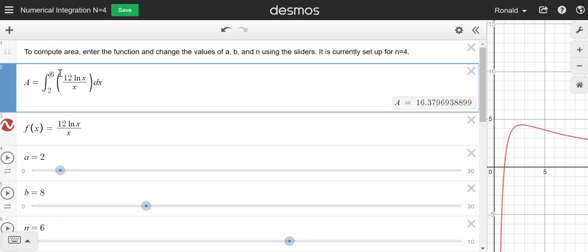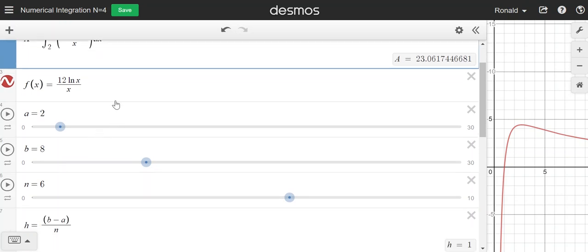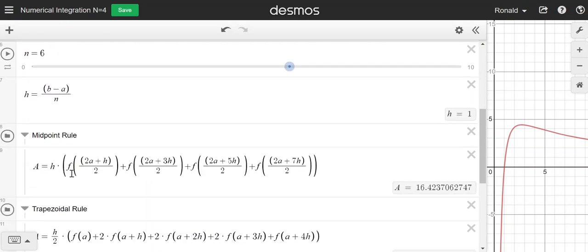That's staying 8. I'm not changing the bounds of integration, my bad. All I'm doing is changing the value of n. So that means in all 3 of these rules, I need to add some terms.